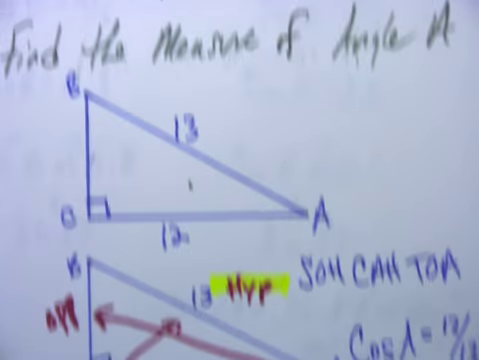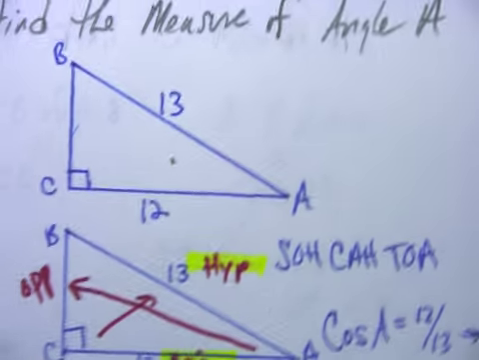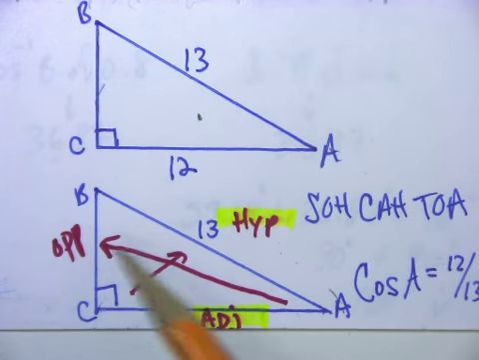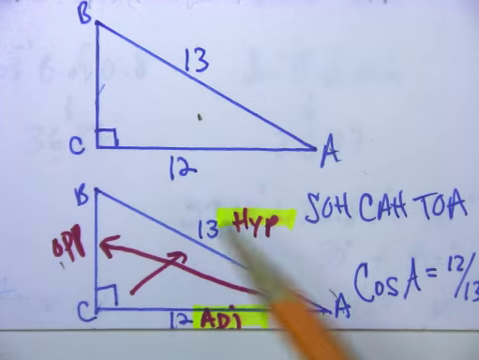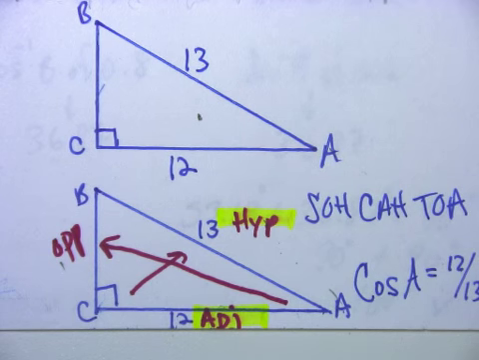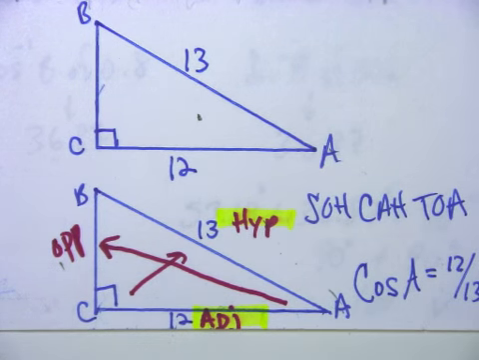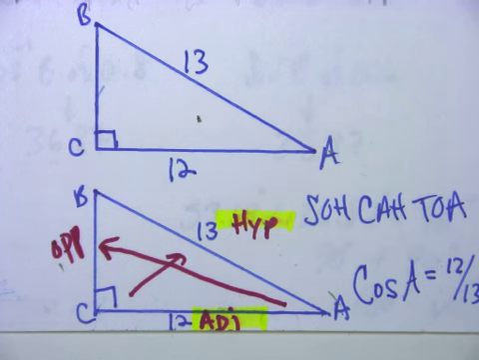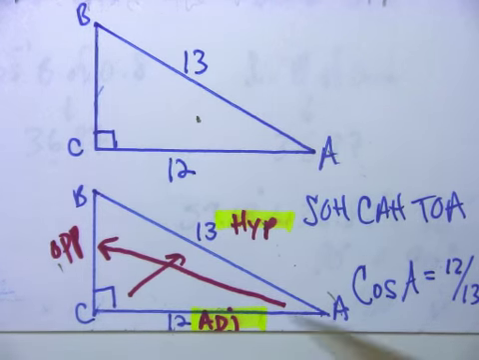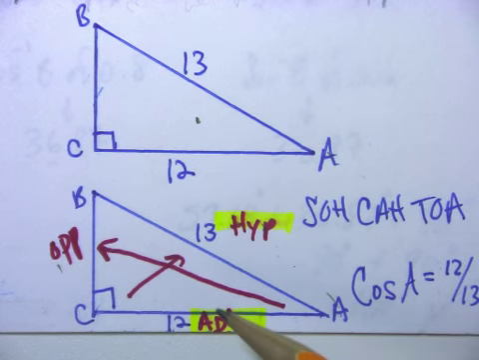So what should I do? I should label my triangle dependent upon angle A here. So when I do that, it's going to look something like this. Here's my angle A. There's my opposite side. This is the hypotenuse, and this is my adjacent side. Nothing has changed.